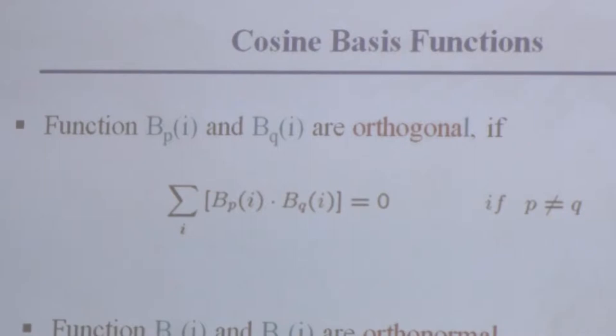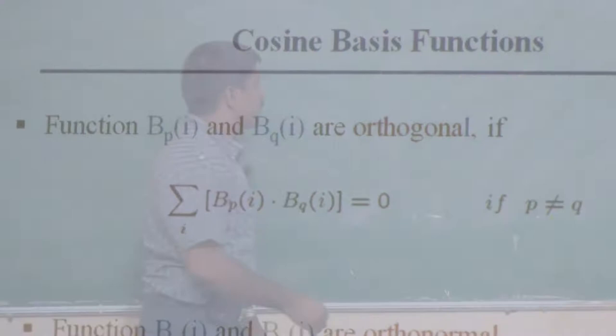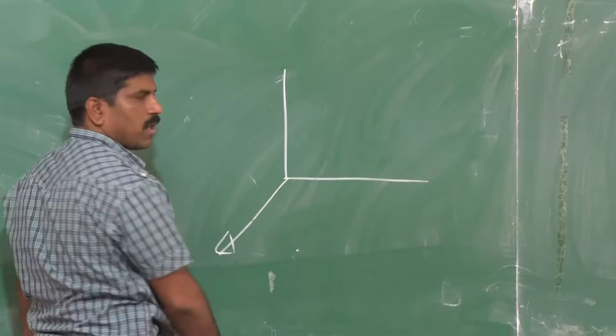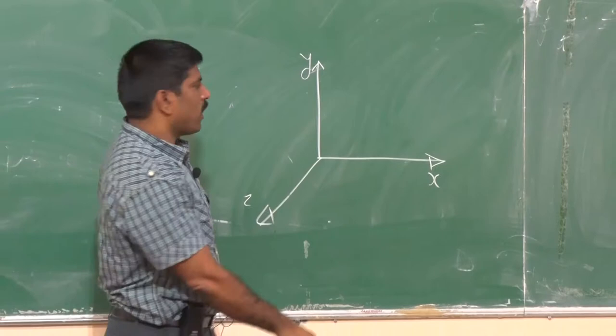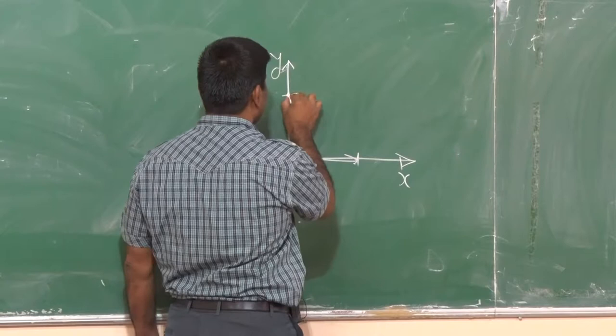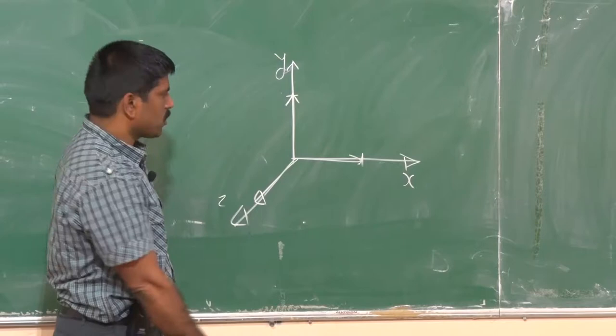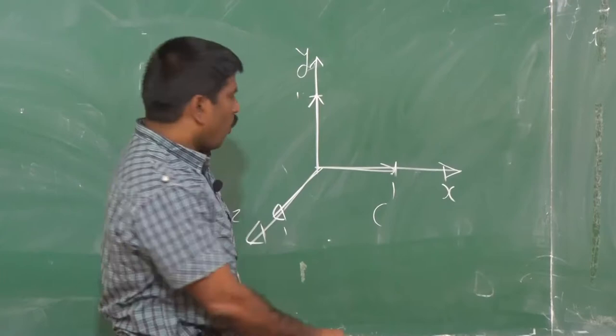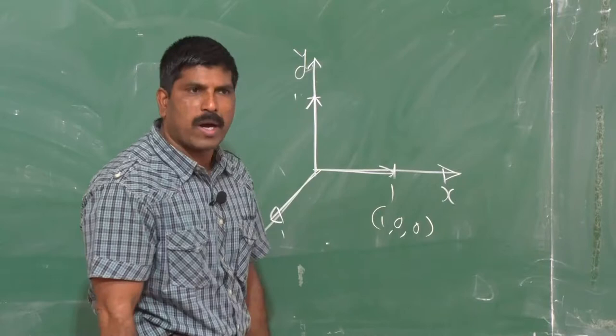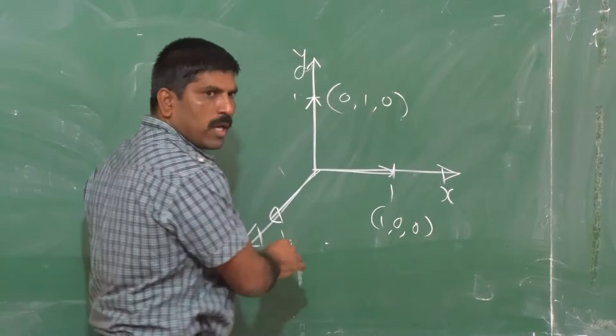Now, a simple way: for example, you have a three-dimensional vector. Suppose this is the axis x, this is the axis y, and this is the axis z. Now you have the value of this point. This is one vector, this is another vector, and this is the third vector. Now suppose these are the unit vectors. What will be the coordinate values of this one? 1, 0, 0. What will be the coordinate values of this y? It will be 0, 1, 0. And what will be this one? 0, 0, 1.